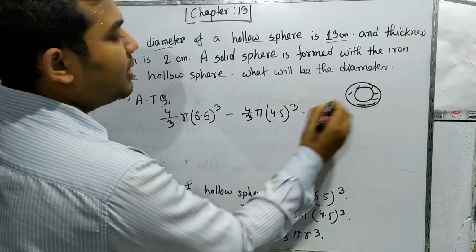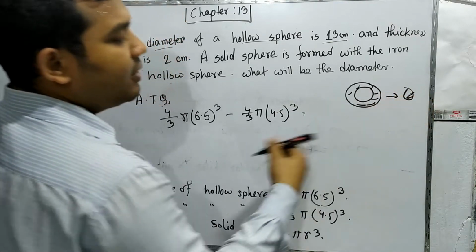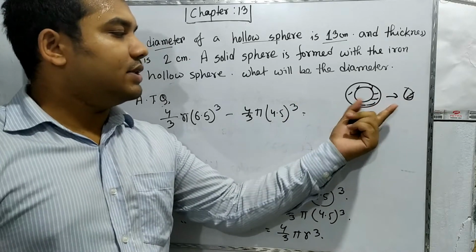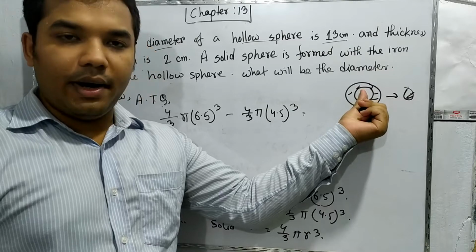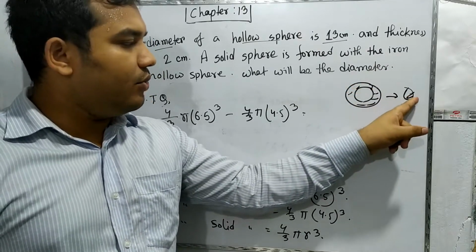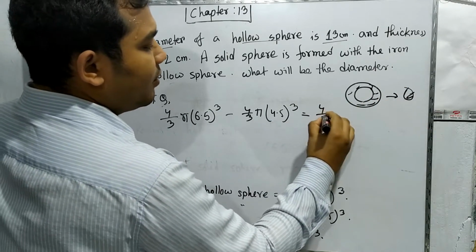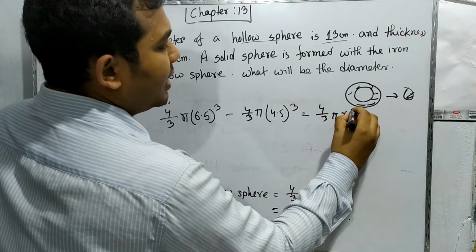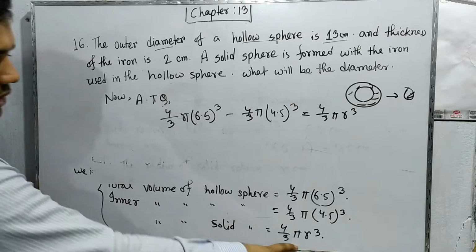4.5 whole cube. This part is actually equal to the solid part, because why? Our total part was the total circle. Okay, total circle minus the hollow part, then we get only the solid part, and so we know the volume of the solid part is 4/3 pi r cube. So this part.